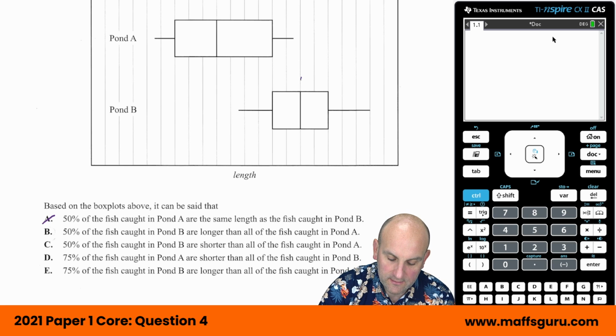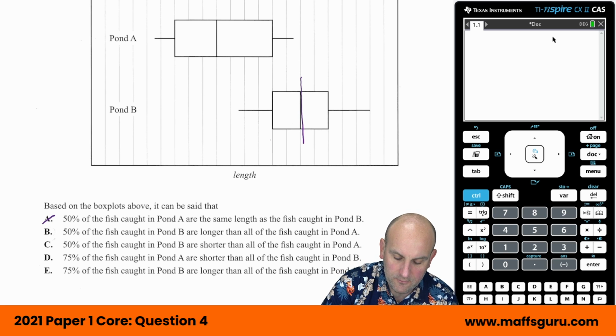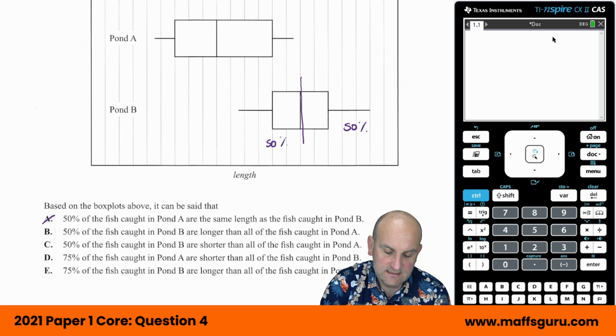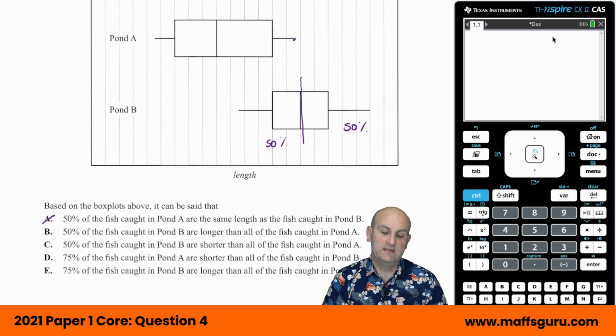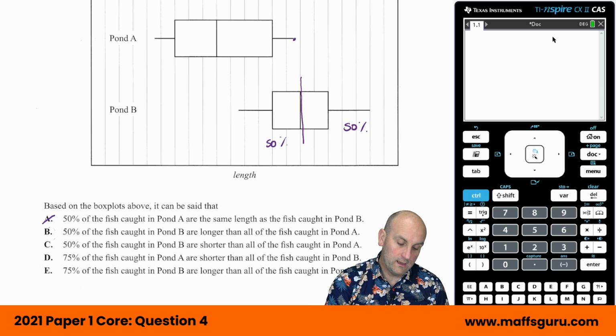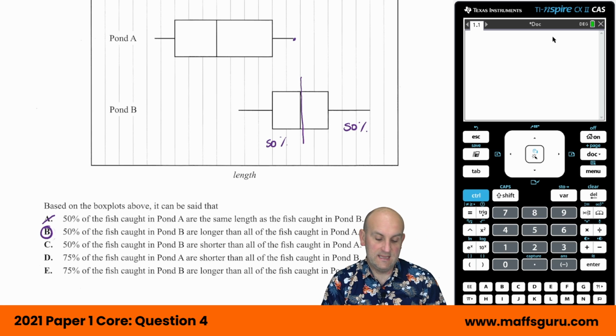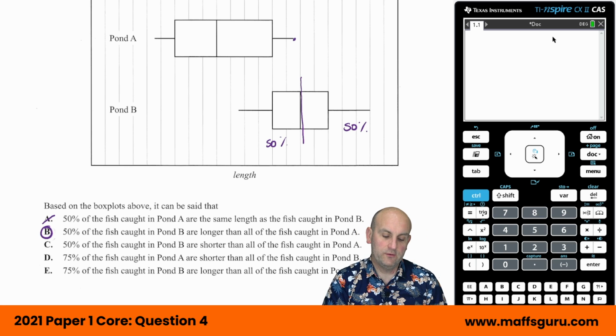So if I look at Pond B, there is 50% of my data below, and there is 50% of my data above. And as it turns out, my longest fish for Pond A was actually there. And so I state that B is the correct answer. And if you work through the rest, 50% of the fish caught in pond B are shorter than all of the fish in pond A.